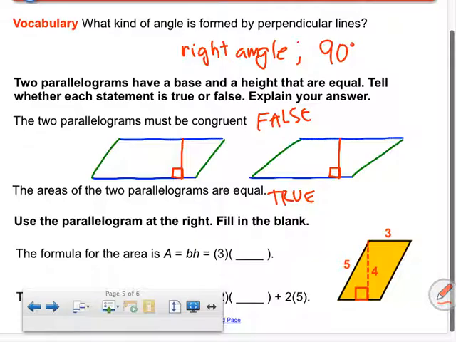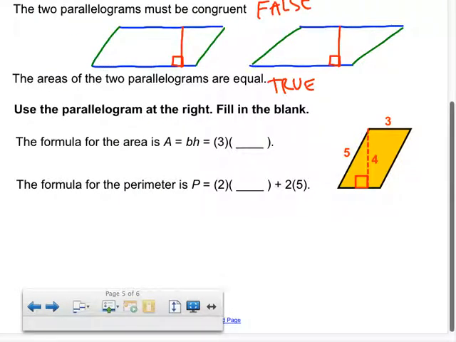Okay, so these last two questions, the first one, most every class got. The second one, most people messed up. So for the first one, if you look at the parallelogram here on the right, you're going to fill in the blank. The formula for area is area equals base times height. What goes in the blank here? 4. 4 is the height. Okay? Most classes got that.